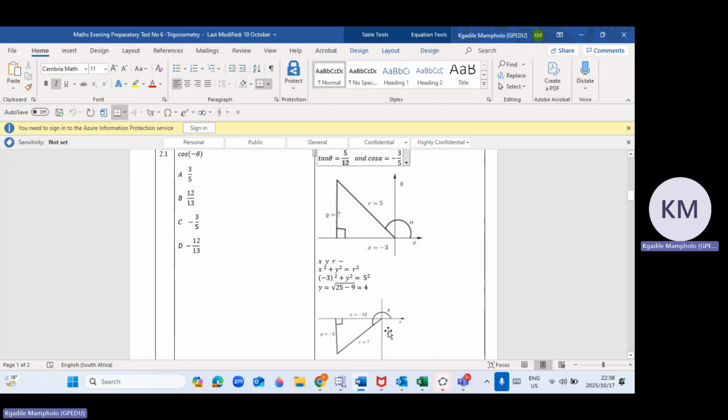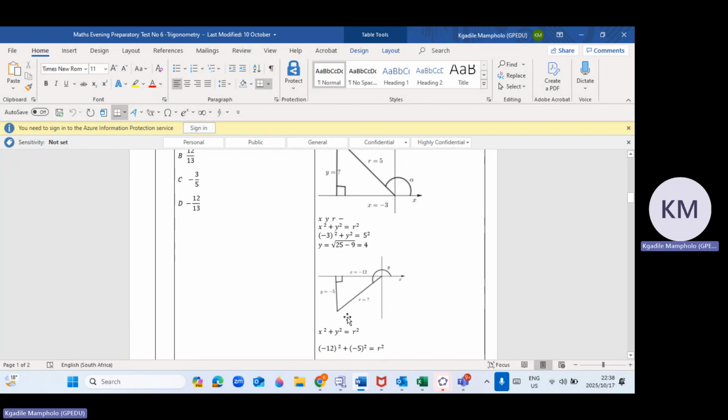If you check, this one is the one for this term in the third quadrant. Remember that you have tan equals 5 over 12, but we know that in the third quadrant x cannot be positive and y cannot be positive. So it means x will be negative 5, y will be negative 12.